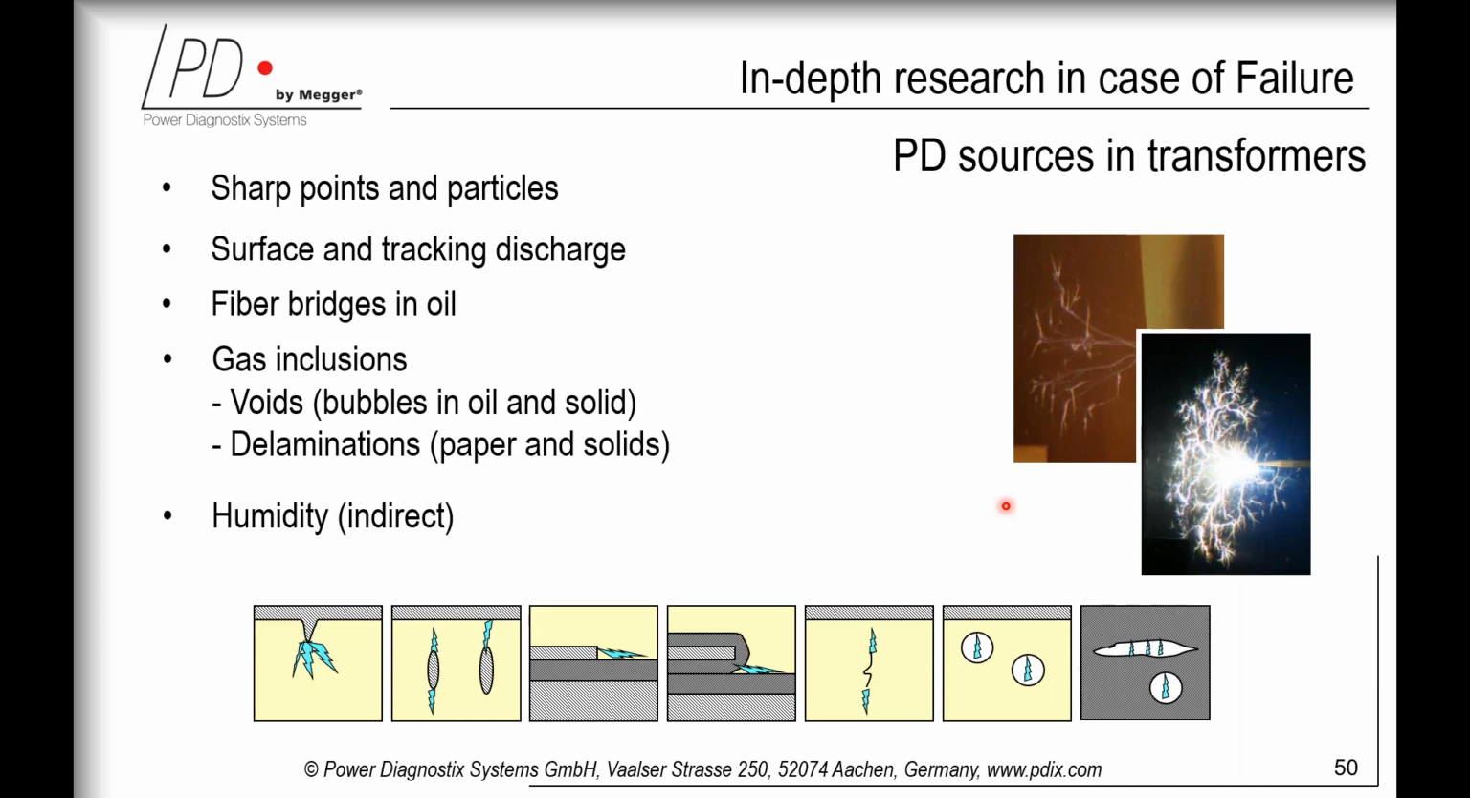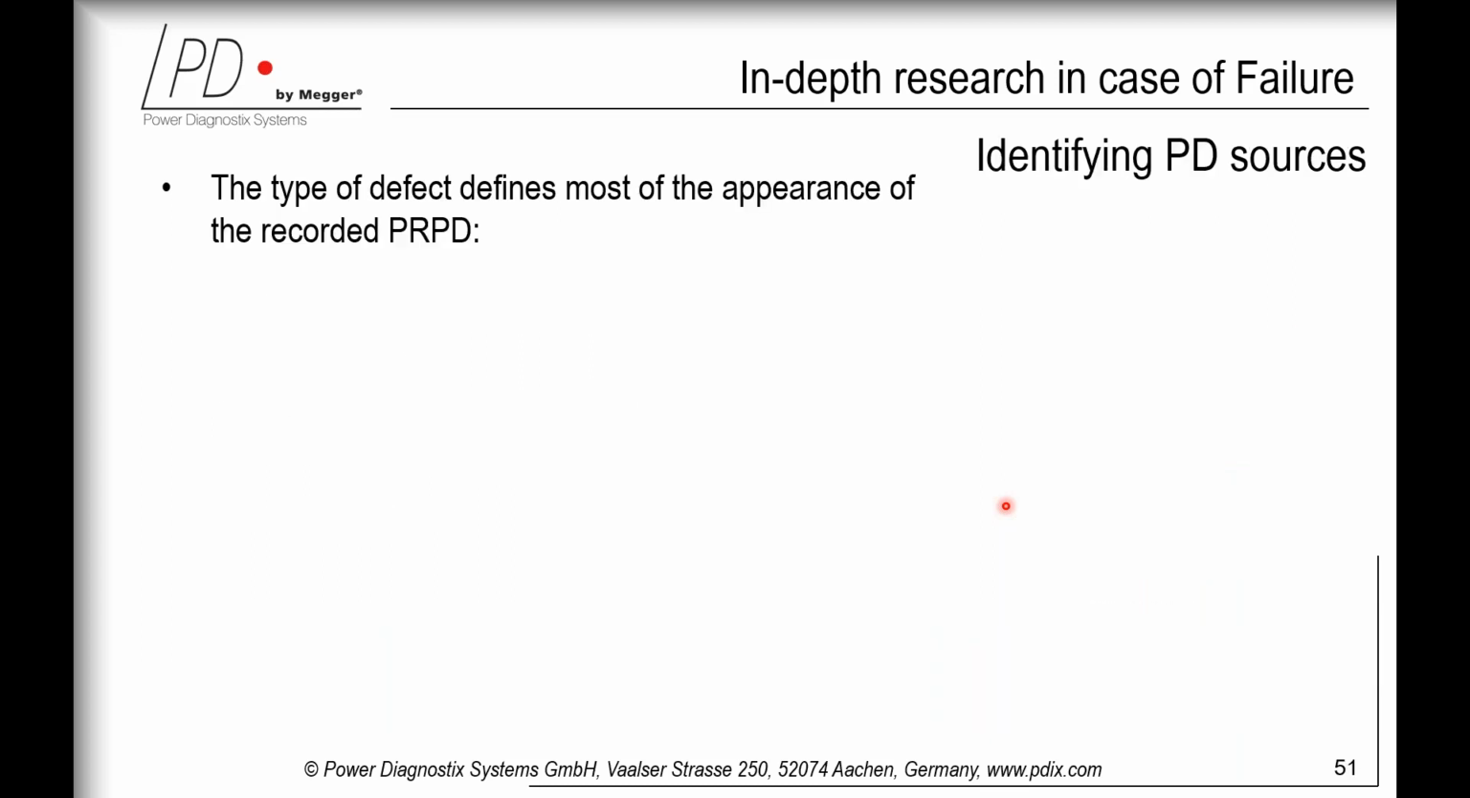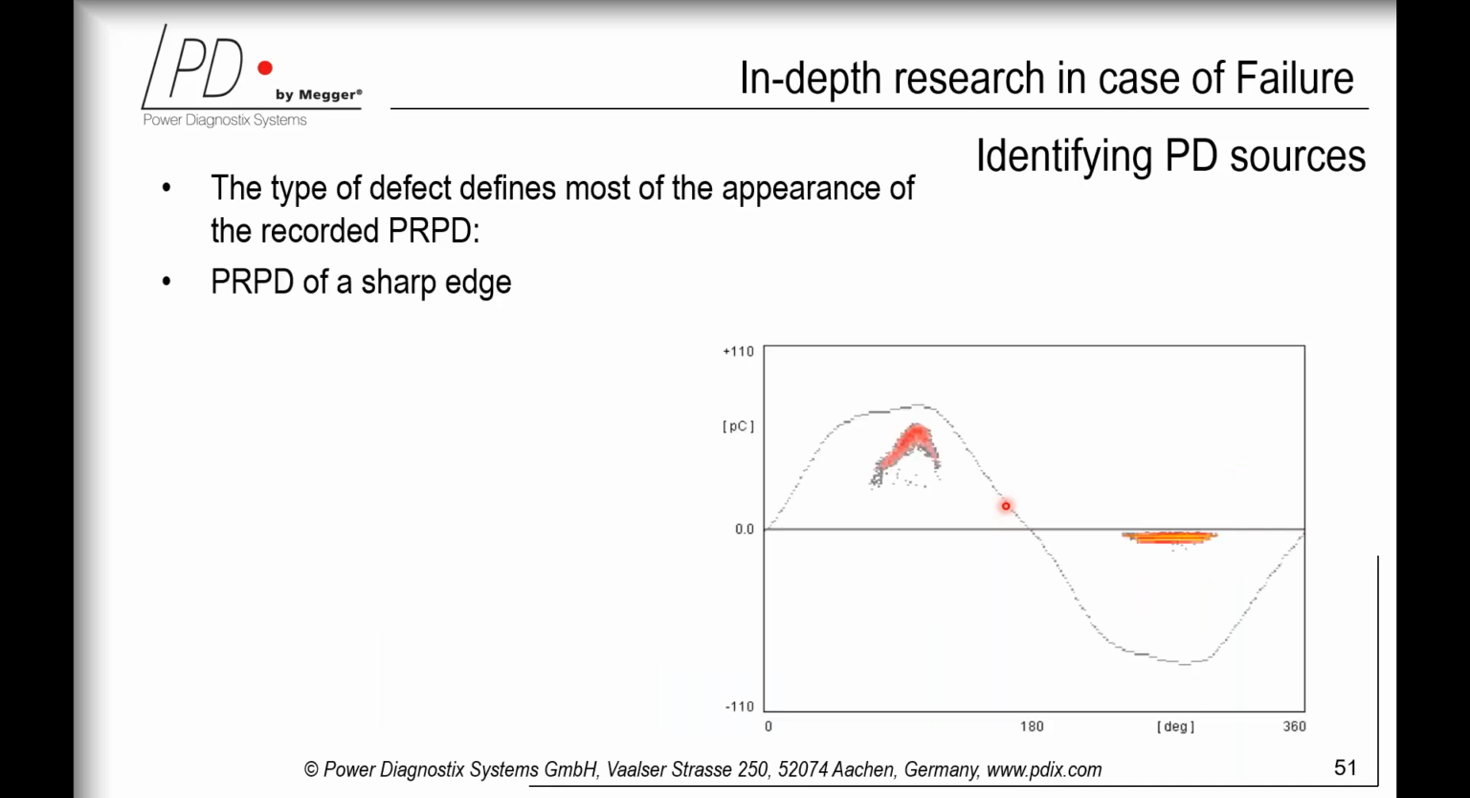So each of these different failure types usually creates a characteristic appearance within the PRPD. For instance, here you see a PRPD of a sharp edge. A sharp edge starts in the negative maximum, and with increasing voltage, you will see the streamer discharge in the positive half. As soon as you see the streamer discharges starting, you should be careful, since then a breakdown is rather close.